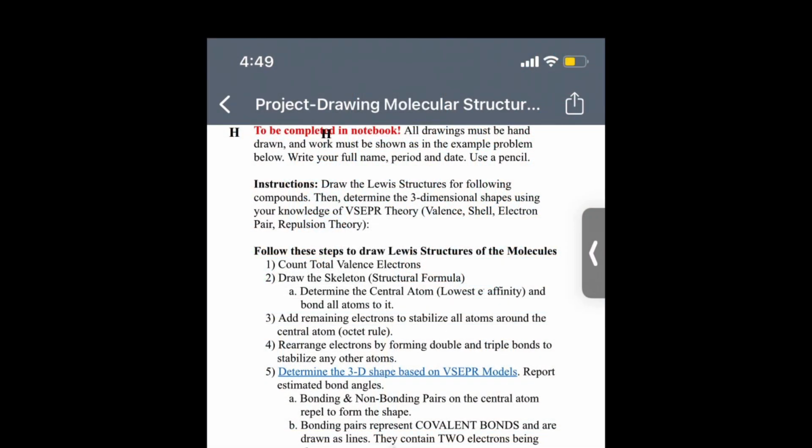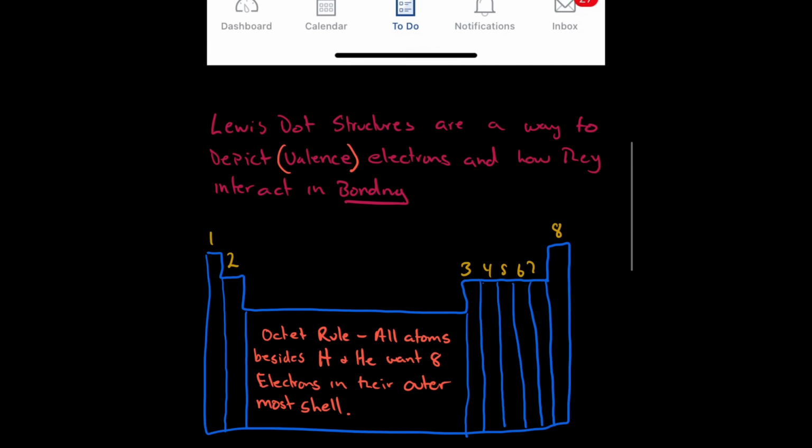So first we're going to deal with Lewis structures, or Lewis dot structures, and then we're going to deal with the VSEPR theory, which sounds crazy, but it's really much easier than it sounds, okay? So let's go down here to Lewis dot structures. Lewis dot structures are a way to depict, or picture, those valence electrons and how they interact in bonding.